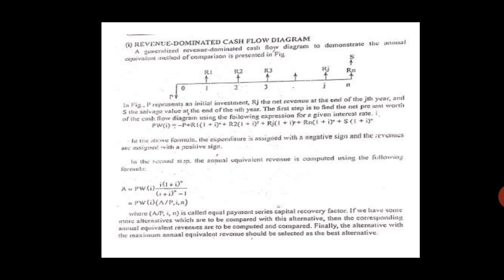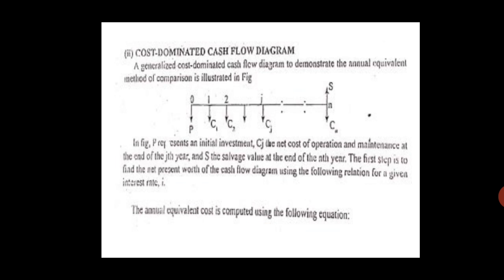If we have some more alternatives which are to be compared with this alternative, then the corresponding annual equivalent revenues are to be computed and compared. So if you have 2-3 proposals, for all these proposals you find out the present worth, then you find out the equivalent annual worth, and then compare. Finally, the alternative with the maximum annual equivalent revenue should be selected as the best alternative. So the alternative which has the positive and the highest value should be considered the best alternative.